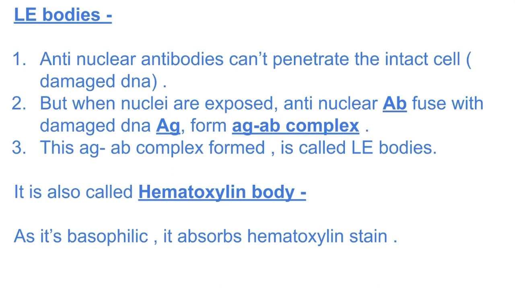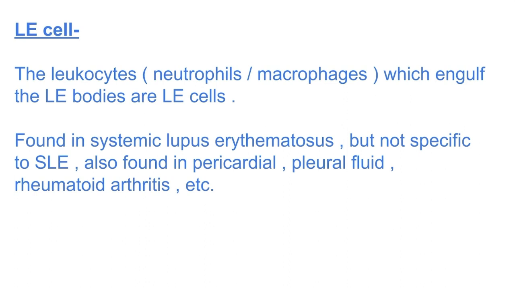Now it is also called a hematoxylin body. Why? Because it is basophilic and it absorbs the hematoxylin stain. Simple. So what is an LE cell? LE cells are the leukocytes, mainly the neutrophils and the macrophages, which engulf the LE body. So the neutrophils and the macrophages engulfing the LE body are the LE cell.